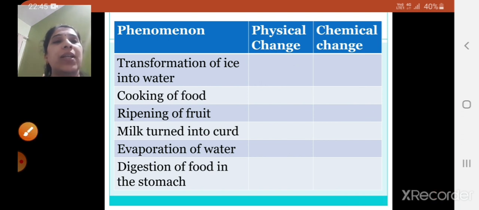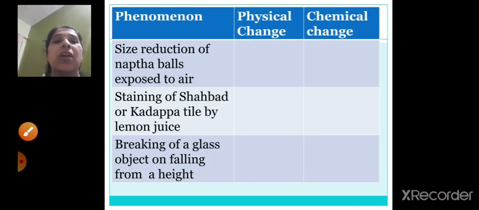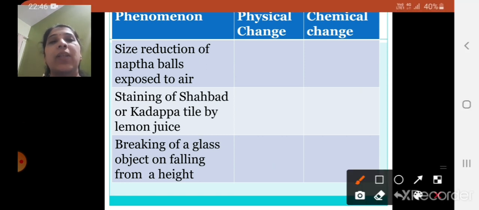Now let's move to the next one. Size reduction of naphtha balls exposed to air. Naphtha balls are nothing but naphthalene balls. So it's a physical change, because it gets evaporated. Staining of shabad or kadappa tile by lemon juice. Here, to remove the stains, lemon juice is added, right? So there is a reaction. So it's a chemical change. Breaking of a glass object on falling from a height is a physical change, because the glass is falling down and getting broken into pieces, right?